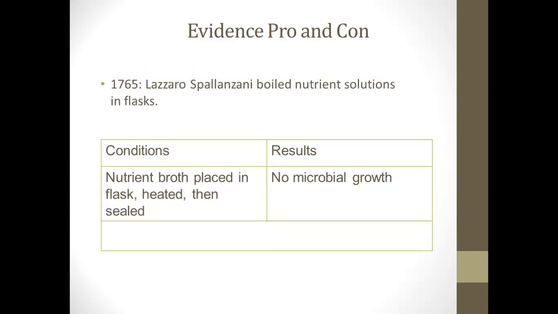In 1765, Lazzaro Spallanzani repeated Needham's experiment. He boiled the nutrient solutions in the flask. So he kept them in the flask, heated them in the flask, and then sealed it. He never transferred it to another flask. From there, he saw that there was no microbial growth, and this helped support the alternative hypothesis, biogenesis.